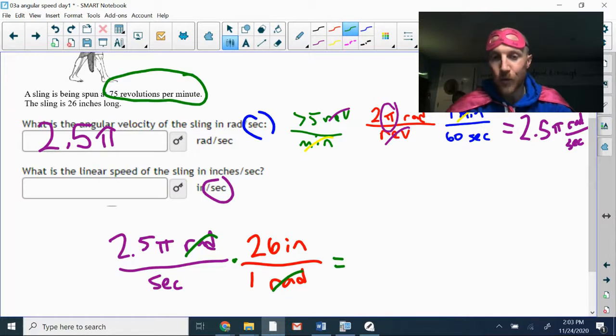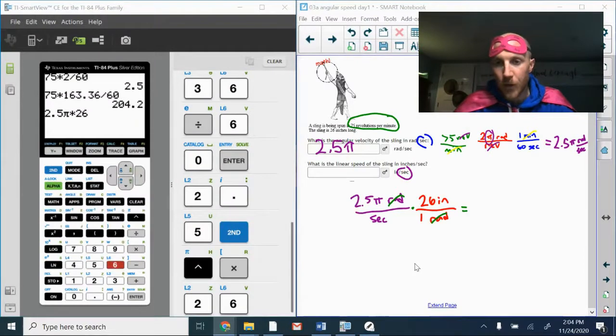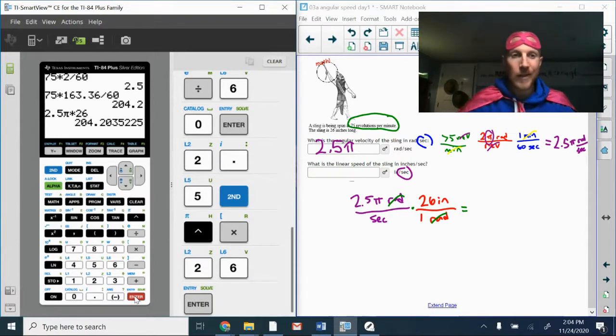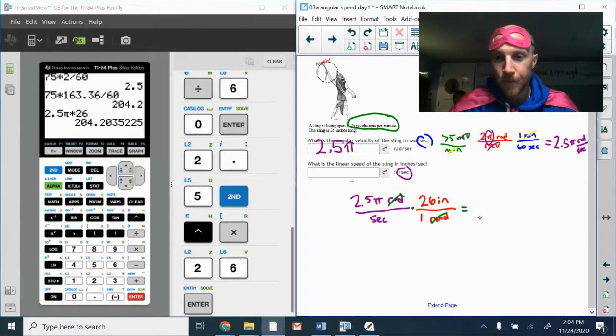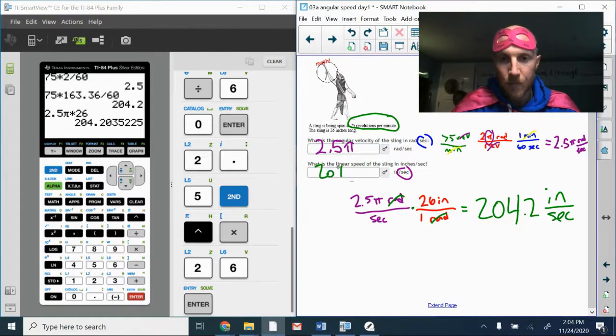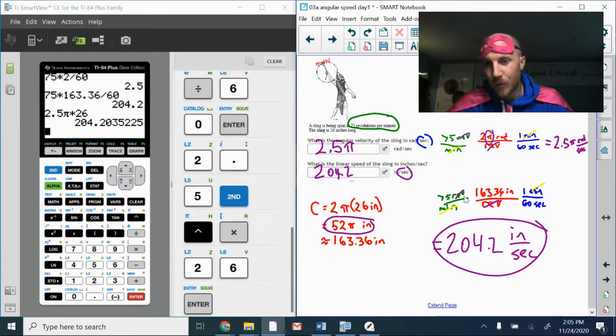And now just multiply straight across the top. So it's going to be a lot shorter than what I did last time. All right, let's drop this calculation into the calculator. I got 2.5 pi times 26 all queued up. It equals, so there it is, same thing I got last time, 204.2 inches per second. Okay, so this took only the one conversion factor, whereas last time I had to have 3, well, the starting value and 2 conversion factors.